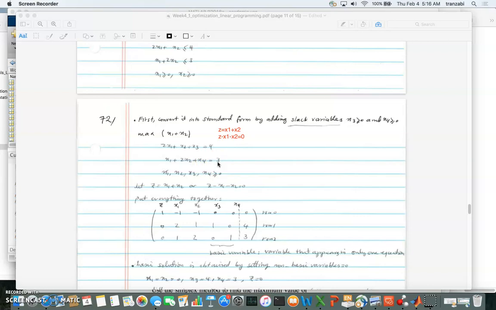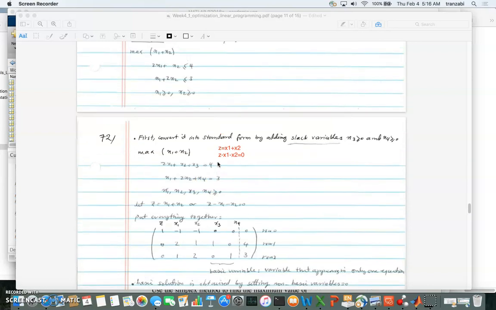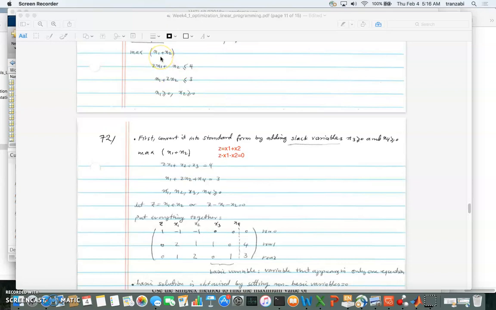Third step, I'm going to convert my objective function to an equality as well. How can I do this? Well, I'm trying to maximize x1 plus x2. What if I just rename x1 plus x2 as another variable z? So far nothing has changed. I just lumped the x1 and x2 into one variable z.